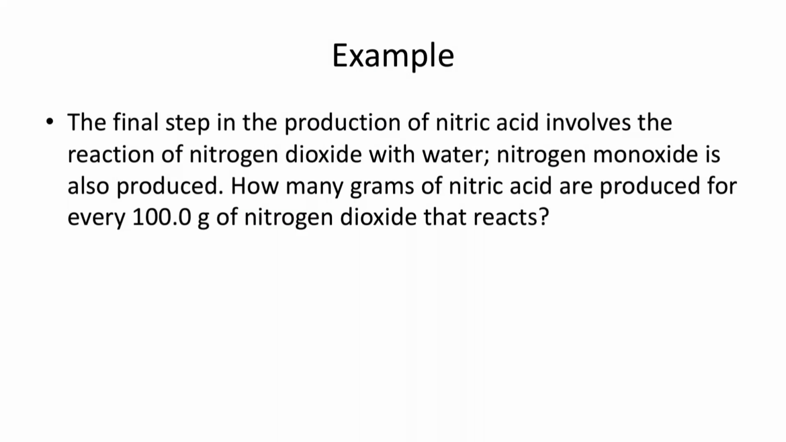So let me give you an example. Let's say that you're interested in producing nitric acid. And so in the production of nitric acid, we're going to take nitrogen dioxide and combine it with water. And at the same time, also make nitrogen monoxide.